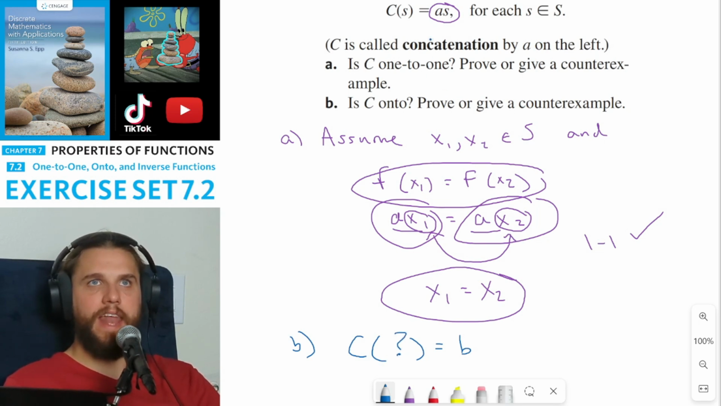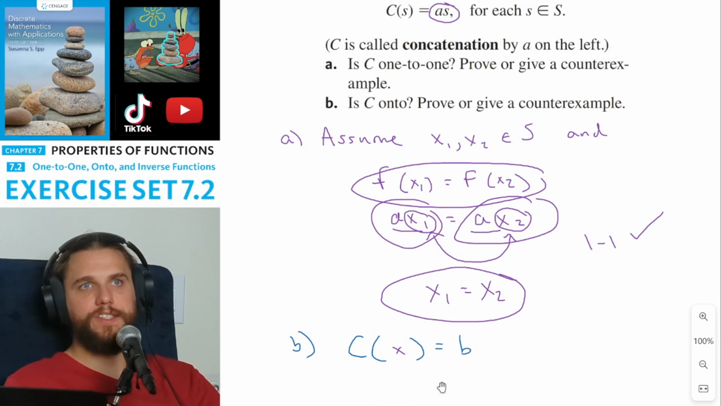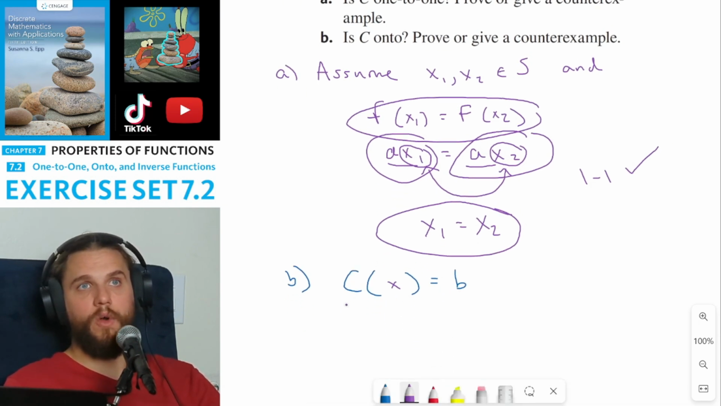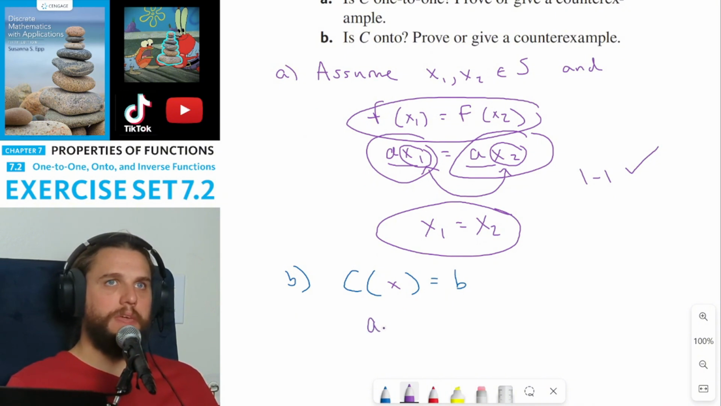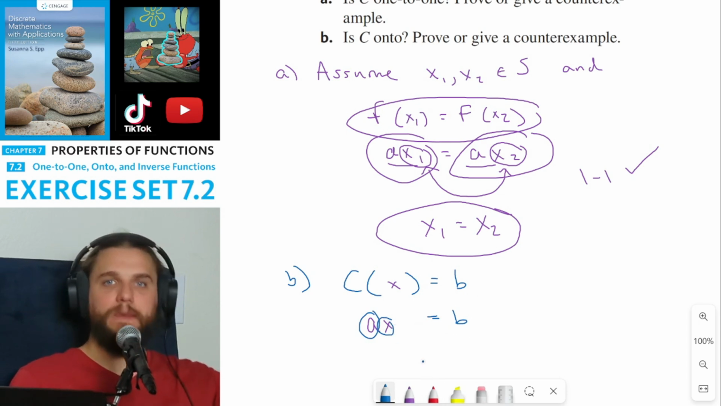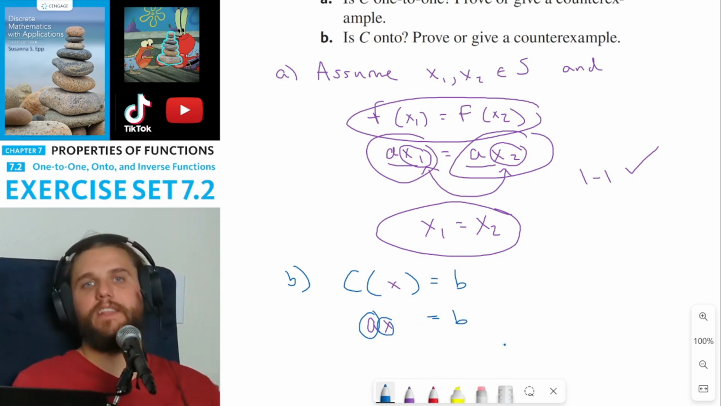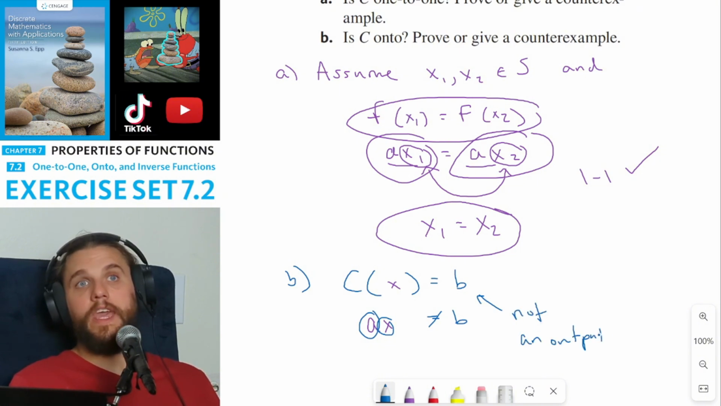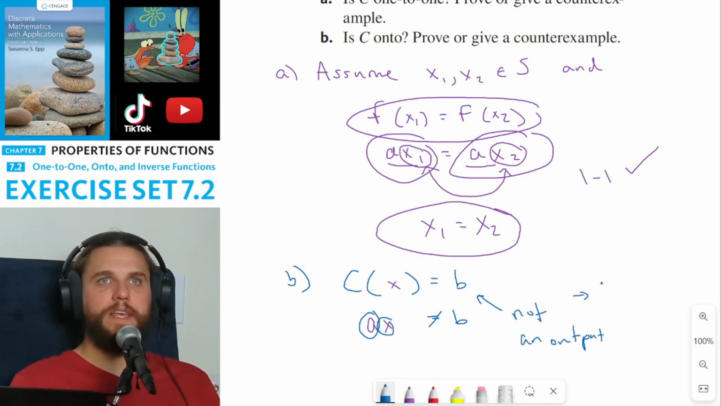But keep in mind that the concatenation function attaches the letter A in front of your string. So let's call this string x. We don't know what x is, but according to the rule of the function, the output here would be Ax. And this is saying Ax equals B, which is impossible. We can't get the string B by taking the letter A and adding more letters. That's not the same thing as getting the letter B by itself. So these two things are not equal to each other, which means that B is not an output, even though it's an element of the codomain, which means that this is not onto.